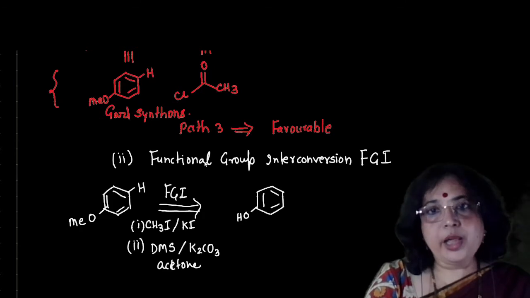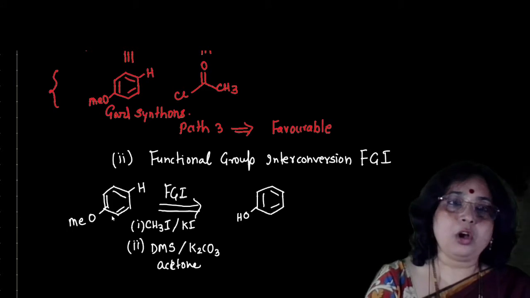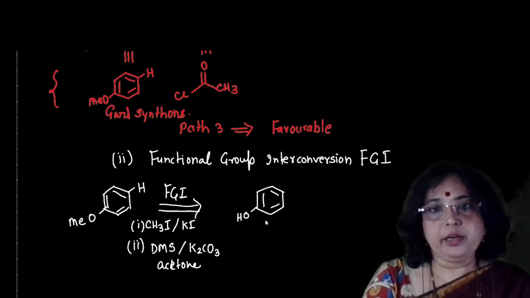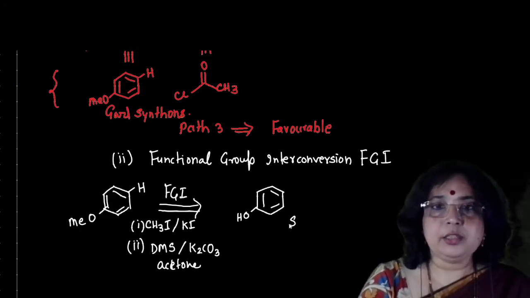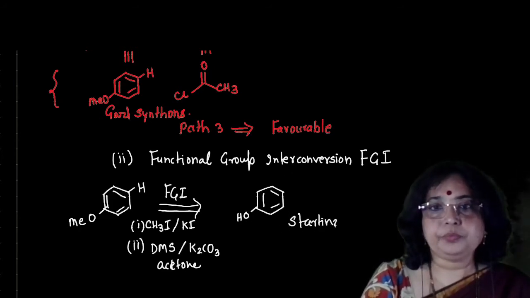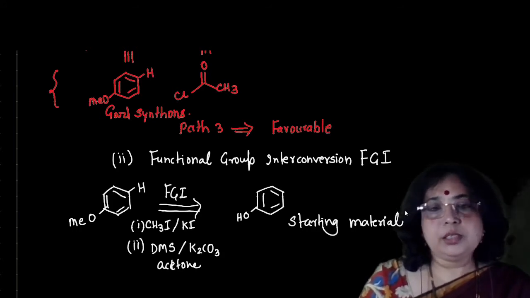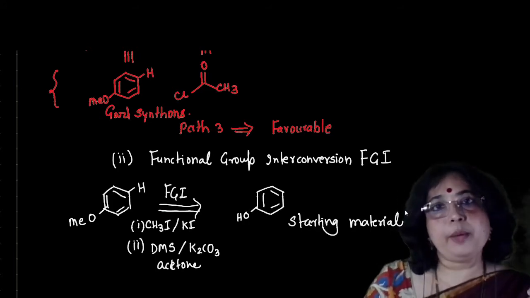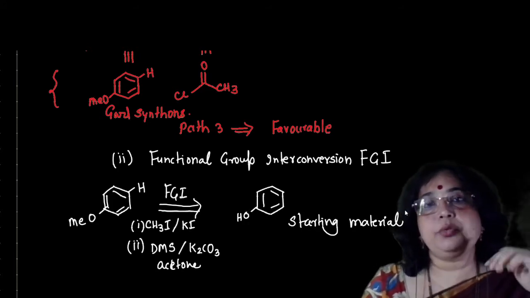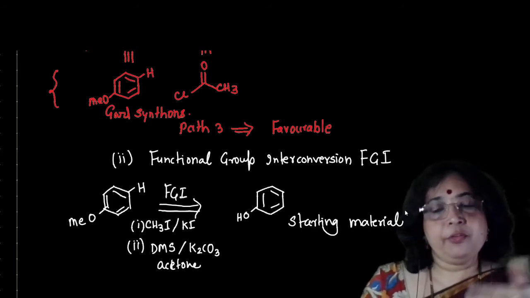But if you want to apply FGI, then you can convert this methoxy group into the phenol. All right. So though we have applied the FGI, we can consider this as a starting material. Now, dear students, the first part is over. That is the analysis part, in which we have seen two approaches. The first approach is the disconnection approach and the second approach is the FGI.